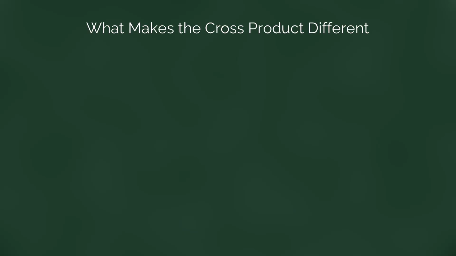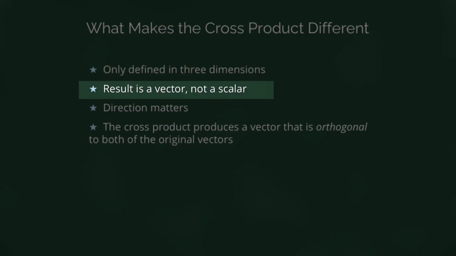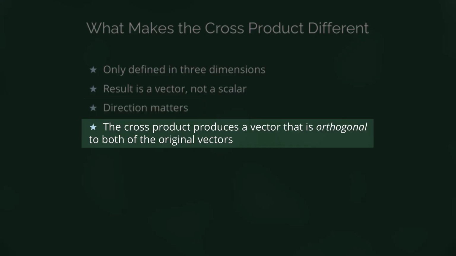Some important distinctions between a cross product and a dot product are that first, the cross product is only defined in 3 dimensions. There's no such thing as a cross product of 2-dimensional vectors. When we take a cross product, the result is going to be a vector, not a scalar. We'll see when we find the cross product that the direction of that new vector is important. And in particular, the cross product is going to produce a vector that is orthogonal, which is just another way of saying perpendicular, to both of the original vectors, which will have some interesting and useful applications for us.